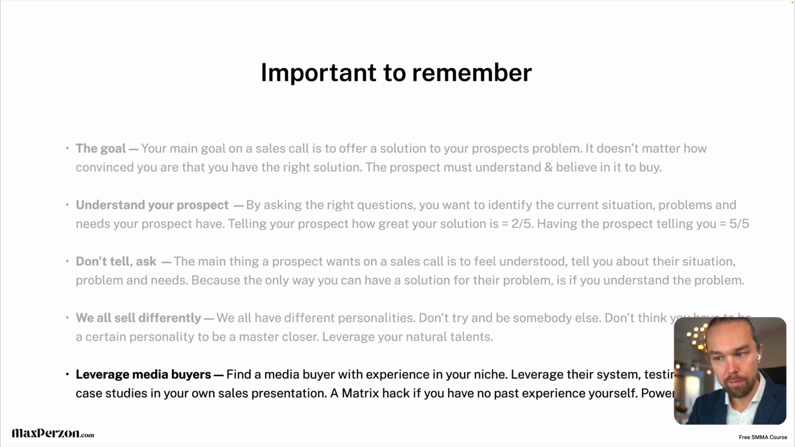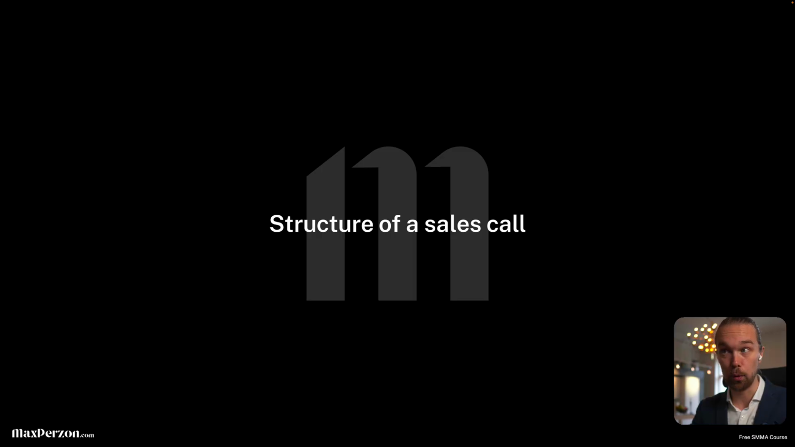And then finally, leverage media buyers, right? So find a media buyer with experience in your niche. We've already talked about this. Leverage their system, testimonials and case studies in your own sales presentation, a matrix hack. If you have no past experience, you're self-powerful. So you should already have gone through this. We created your pitch deck in the previous video, and this is just to reiterate that you should definitely leverage the media buyer. They can be worth gold, and they are worth gold essentially, right?